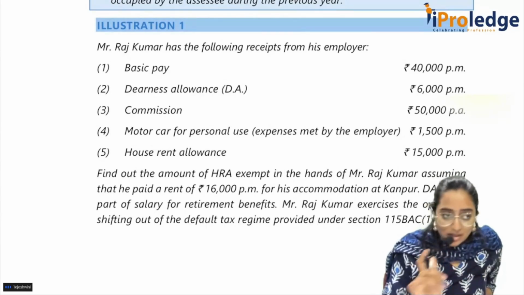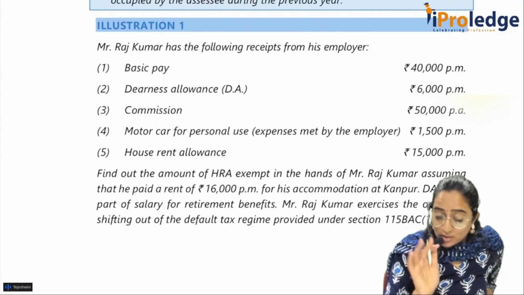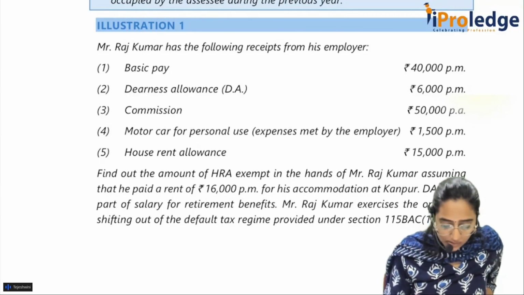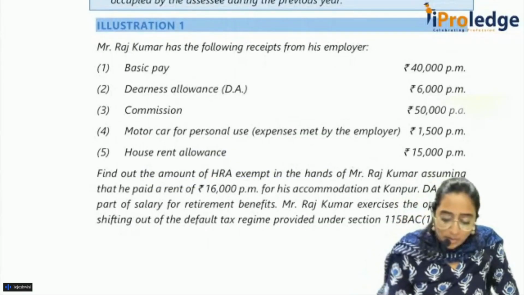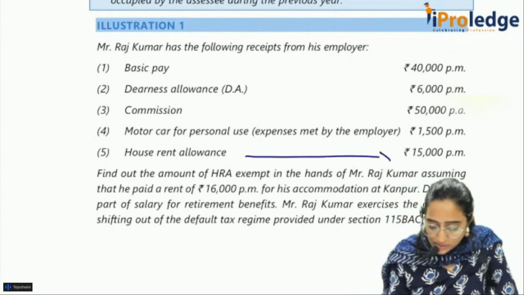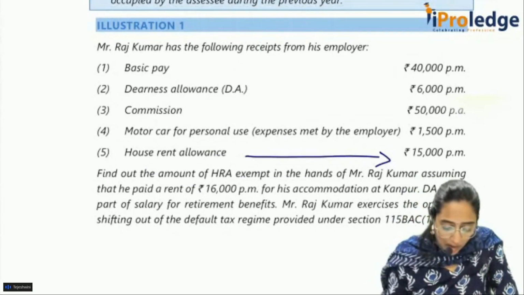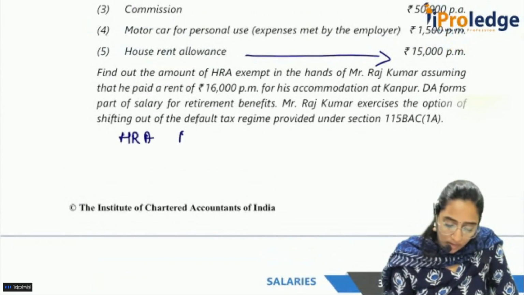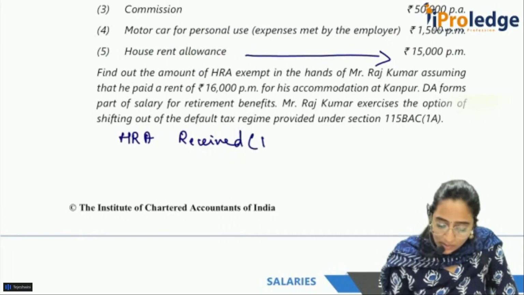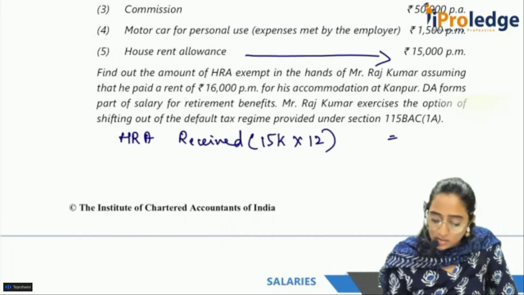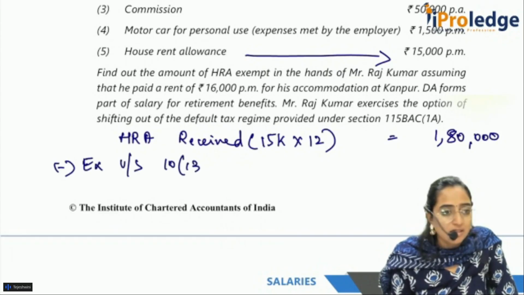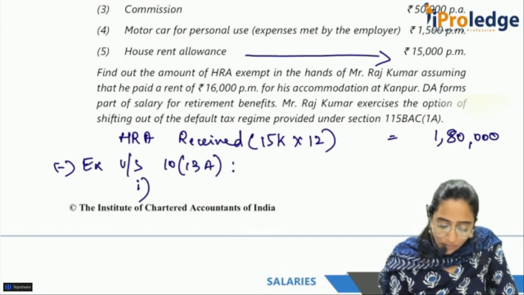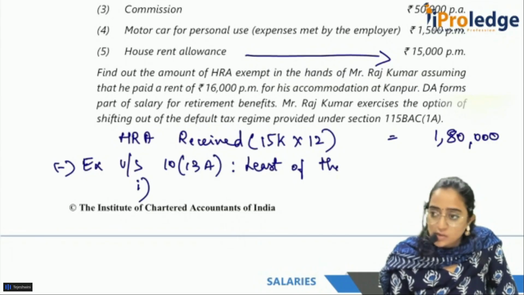Everyone, now you tell me, what does the provision state? First of all, what is the question asking? They are asking to find out the amount of HRA exempted in the hands of Mr. Rajkumar. Correct? So how much is the HRA received? HRA received is 15,000 rupees per month. To make it taxable, first of all, 15,000 multiplied by 12. How much is it? 1,80,000. Now, minus exempted under section 10(13A). The least of the following would be exempted.